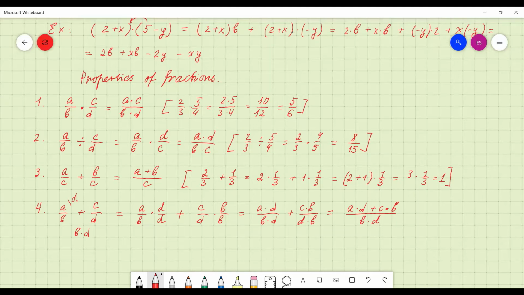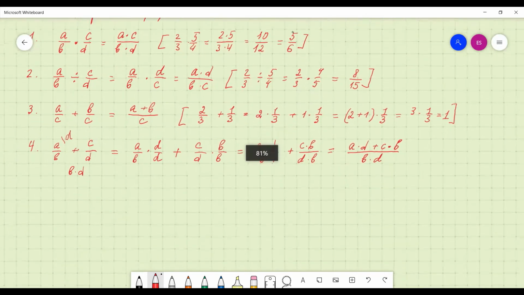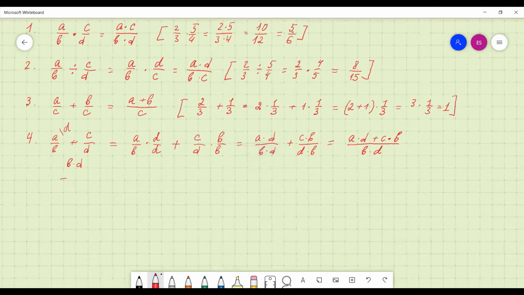Well, let me give you an example of this. I think I'm going to scroll it a little bit up and give an example below. For example, 2 over 3 plus 5 over 4. We see that the common denominator here is 3 by 4, right?